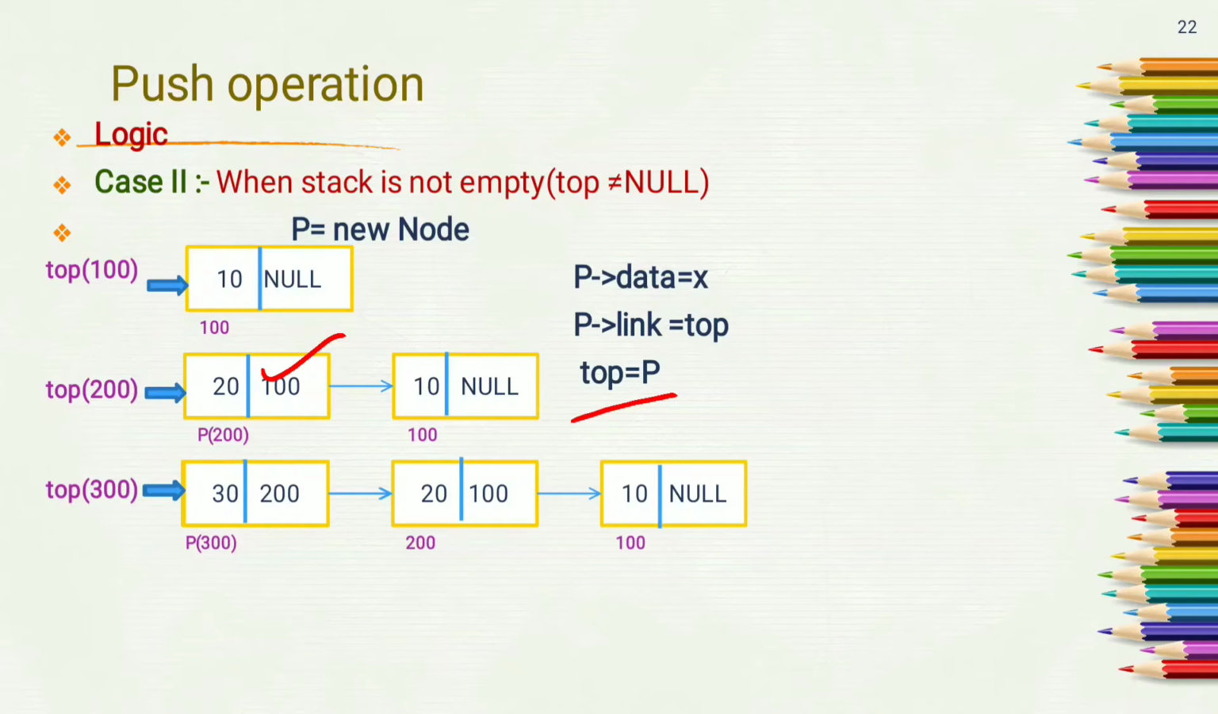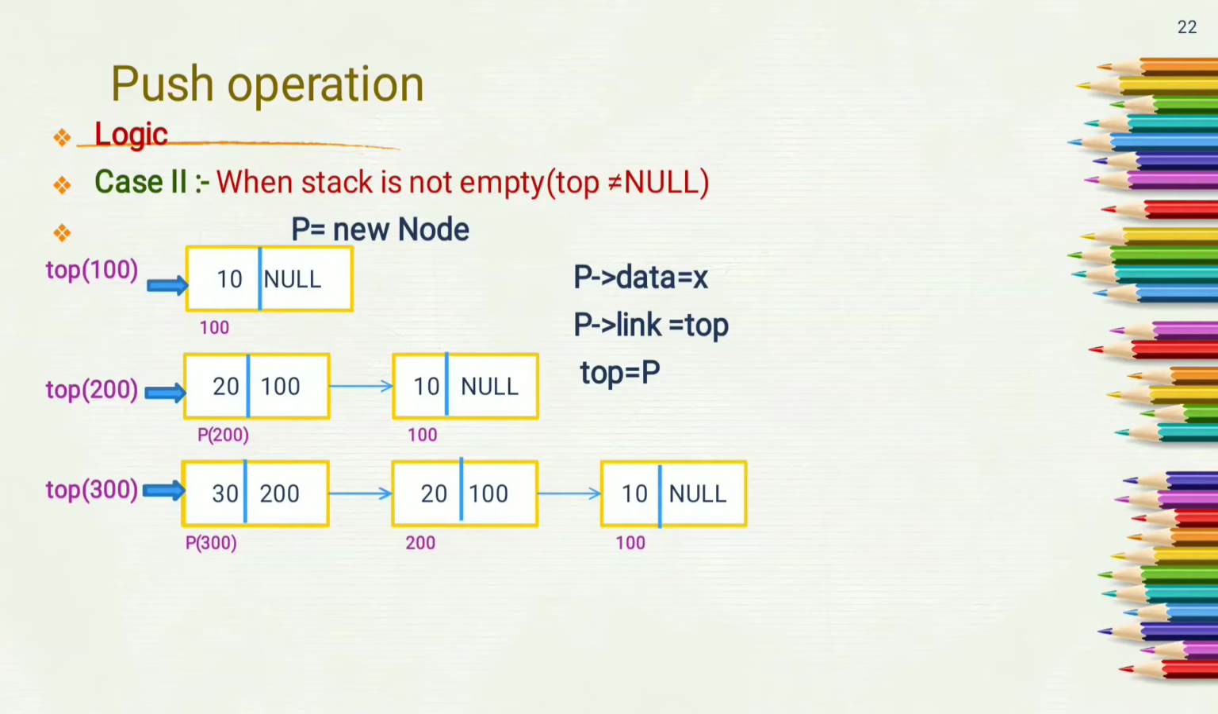So we have to write top equals p, that means now top contains 200 instead of 100. Again I want to push value 30 into the stack. Then we create a new node, then store the data value into the p data field by writing p arrow data equals 30. In this case x is 30.